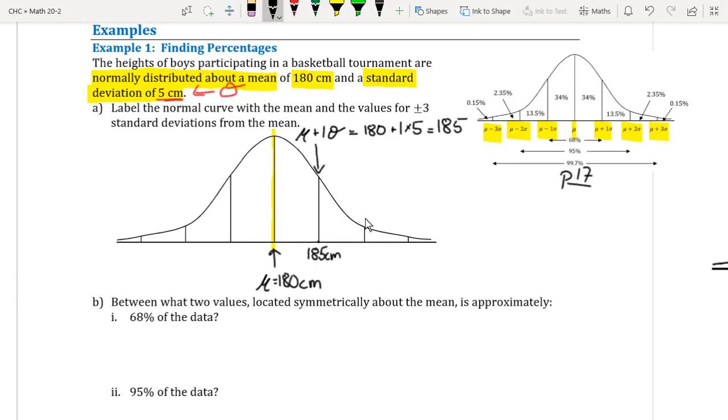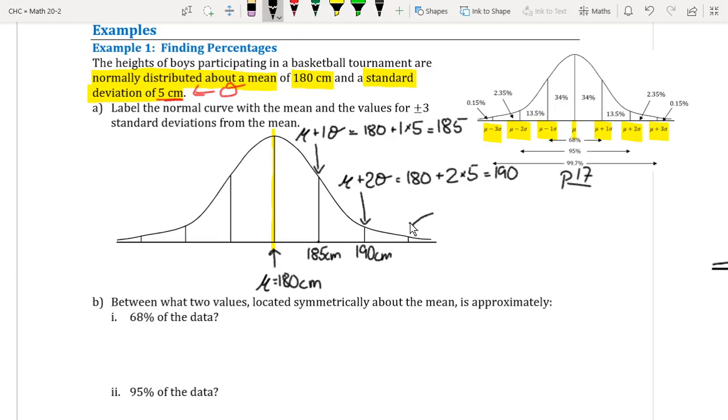Now we're going to 2 standard deviations above the mean. So that's going to be mu plus 2 times the standard deviation. Plug in what we have: 180 centimeters, that's our mean, plus 2 times 5. 2 times 5 is 10, and 180 plus 10 is 190. This is going to be 190 centimeters.